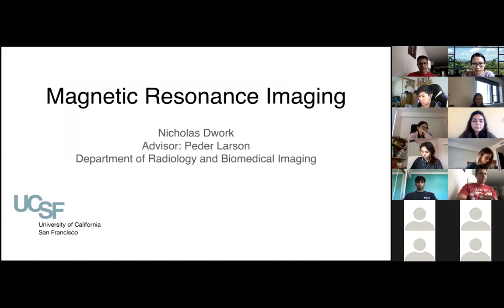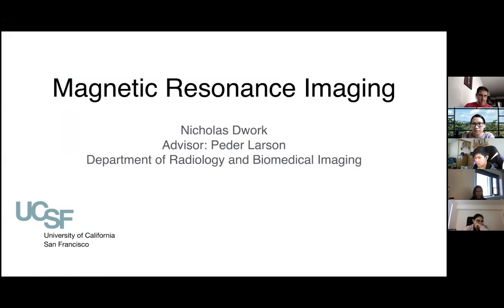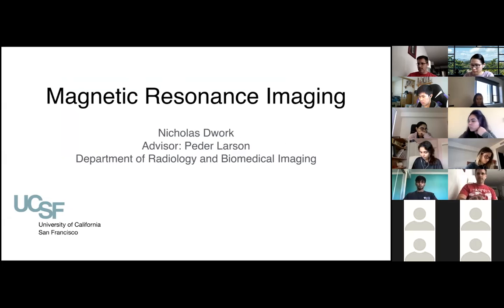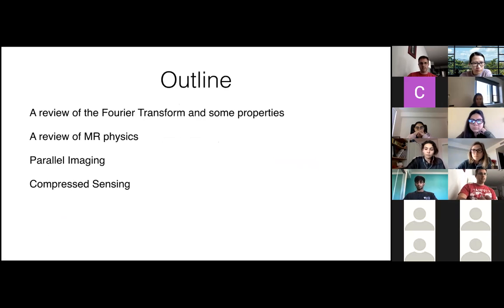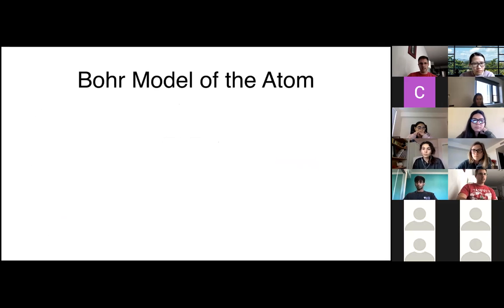Okay, so today we're going to be talking about MRI, of course, and in particular image reconstruction. And we're going to try to get to two subjects. One's called parallel imaging and the other is compressed sensing. So I'm going to review the Fourier transform and some of its properties and a review of MR physics, and then finally parallel imaging and compressed sensing.